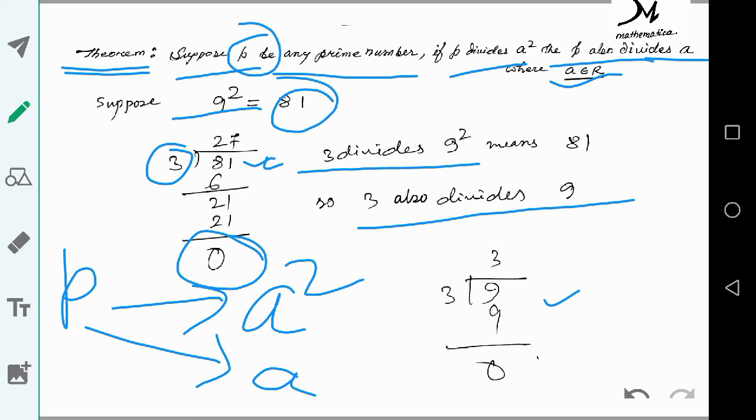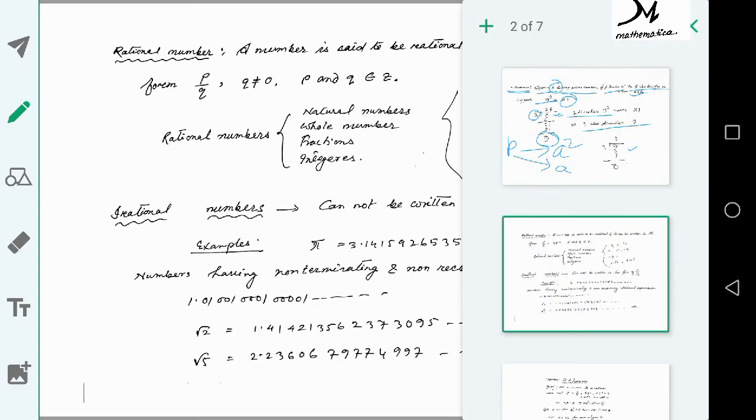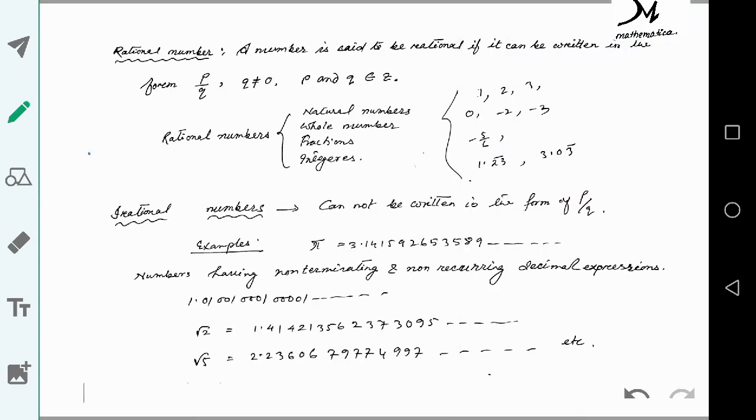So now let's move on to the next point. You have already learned what a rational number and an irrational number are in lower classes, but let me remind you again. A number is said to be rational if it can be written in the form of p by q, where q is not equal to 0 and p and q belong to Z. Z means the set of all integers. That means here p and q are integers and q should not be equal to 0.